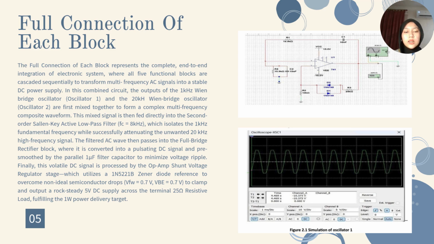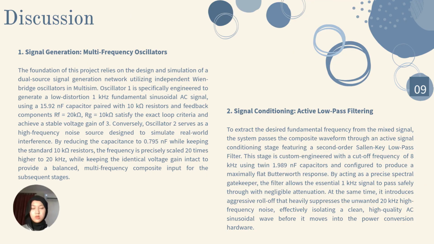Finally, this volatile DC signal is processed by an op-amp shunt voltage regulator utilizing a 1N5221B Zener diode reference. Despite non-ideal semiconductor drop, the control loop successfully clamps the output to deliver a rock-steady 5V DC supply across the terminal 25 ohm resistive load, perfectly fulfilling our 1W power delivery target.